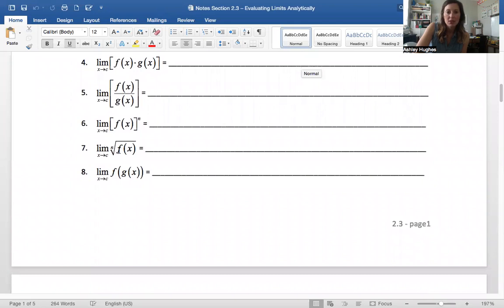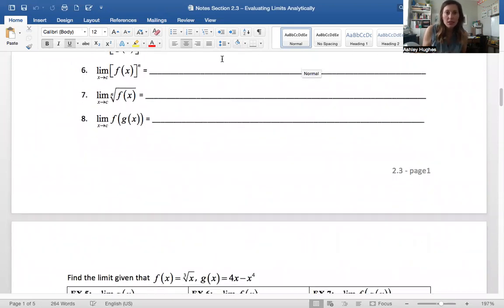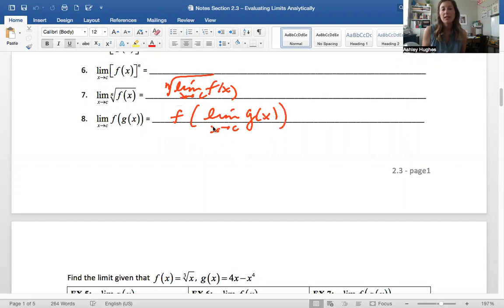The same for here. You can take the nth root of any number, and I'll go ahead and write it out for y'all. So this is the same as the nth root of the limit as x goes to c of f of x. And this you can say f of the limit as x goes to c of g of x. So you find that limit, plug it into f.